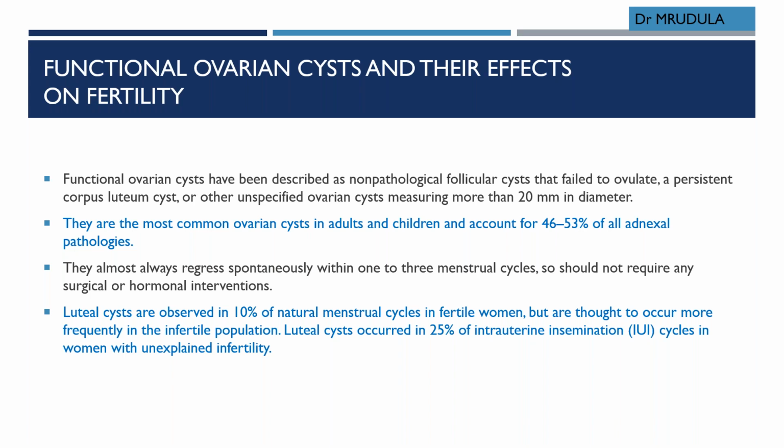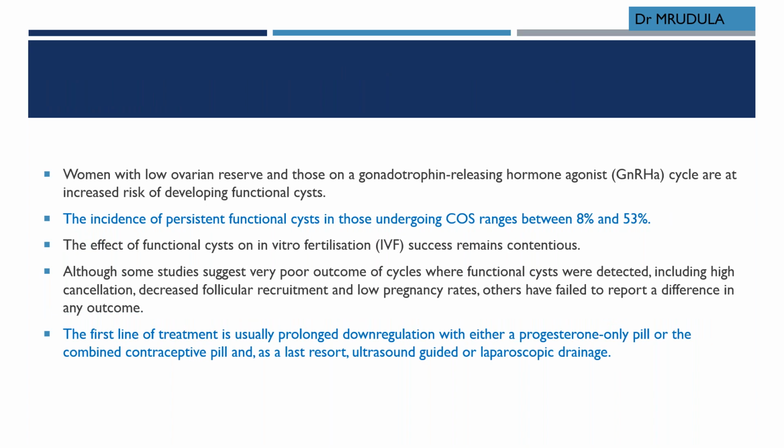Corpus luteal cysts are observed in 10% of natural menstrual cycles in fertile women, but they have found that they are common in the infertile population. In one study, they found that corpus luteal cysts occurred in 25% of IUI cycles in women with unexplained infertility. So now, what are the effects of these cysts on fertility potential? Women who already have low ovarian reserve and those on a gonadotropin releasing hormone agonist, that is GnRH agonist, cycle are at increased risk of developing functional cysts.